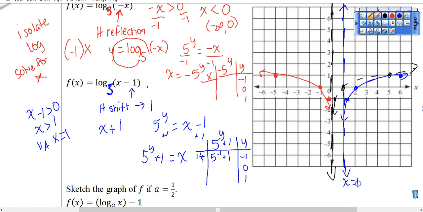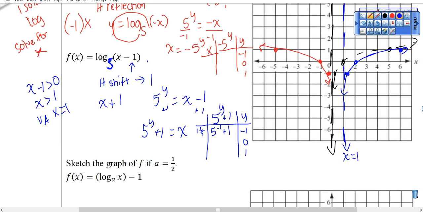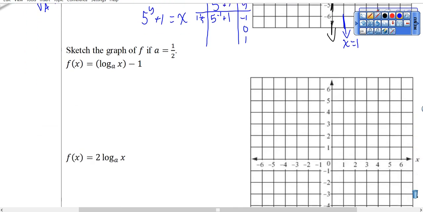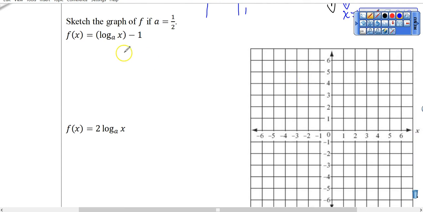So x equals 1. So there you have some examples where you'll have to use some horizontal transformations. All right, last one, quickly. So it says sketch the graph of f if a equals half. And then if you look at this, and you look at these two, let's go ahead and put like half in there.